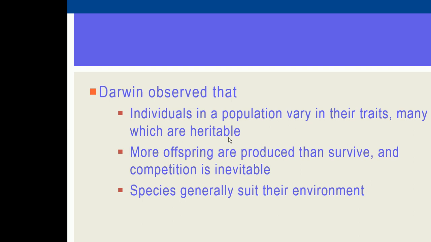So this is the picture of Charles Darwin, and these are some of the observations made by him. He observed that individuals in a population vary in their traits, many of which are heritable. More offspring are produced than survive. When there are more offspring in the population and the resources are less, then there is competition. And species generally suit their environment. So in the population, different organisms vary in their traits, and those traits are heritable. If more offspring are produced and there are fewer resources, there's going to be competition. And then what is going to happen? Nature is going to select those organisms which can adjust best to the environment.